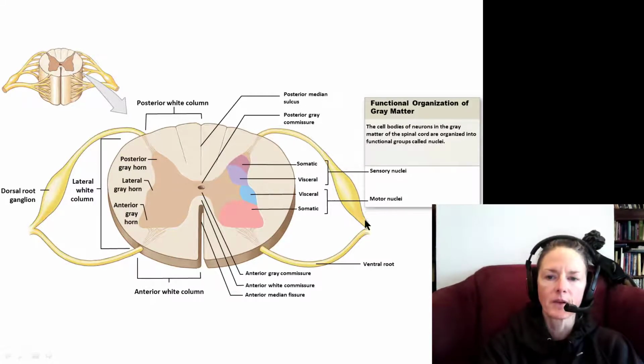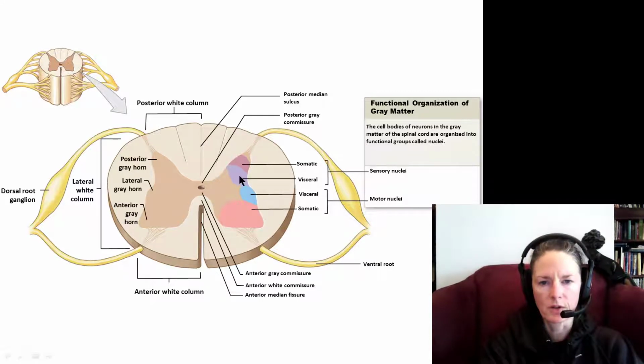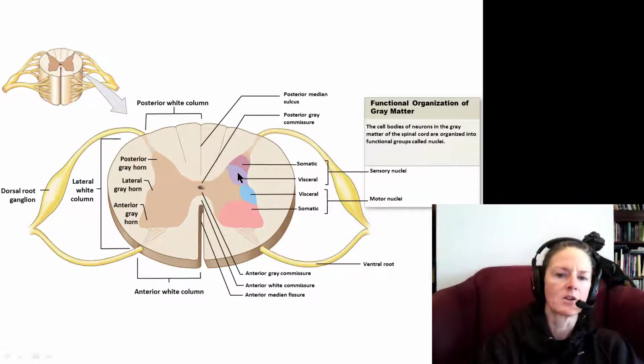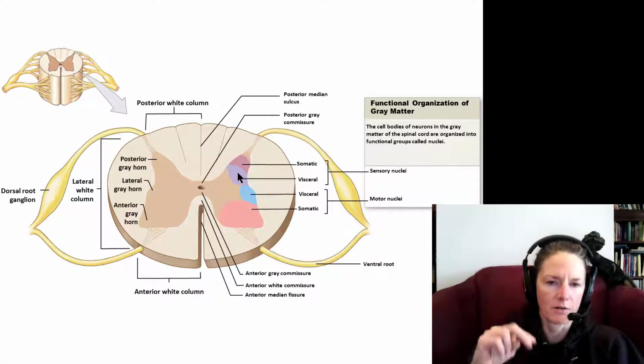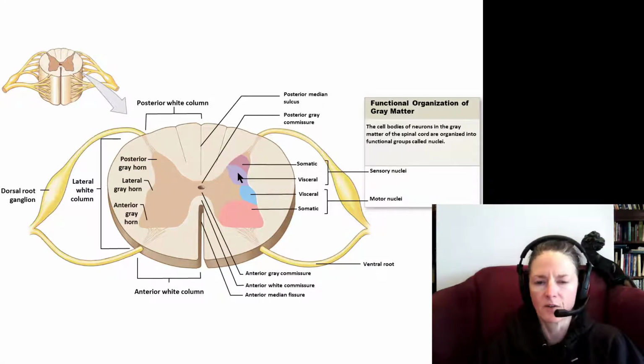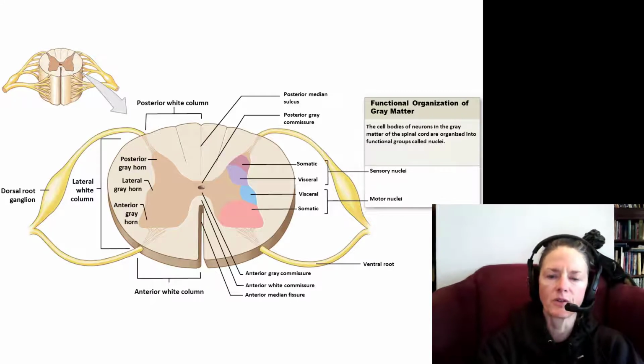Now, the anterior nucleus, I should say this is still in the posterior gray horn, but the cell bodies in the anterior part of the posterior gray horn are in this visceral sensory nucleus. So they're going to be receiving information from organs, the stomach, the heart, the lungs, these kinds of things, bladder. So these are going to be receiving information about what's going on in the viscera.